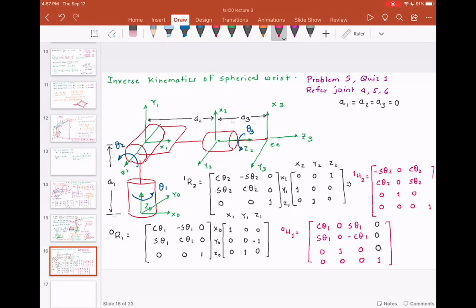And ideally, I should be having A2 cosine theta 2 and A2 sine theta 2 as the distances y1 and x1. But since this is a spherical wrist, my distances are 0. So I'm going to add zeros. Any question here?